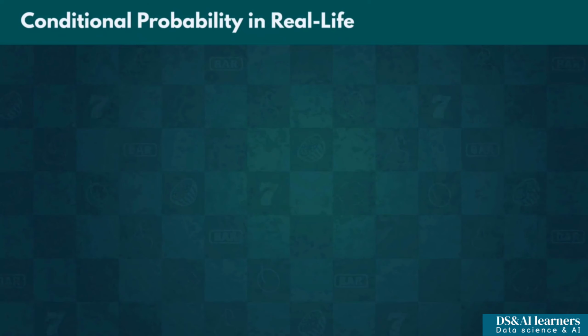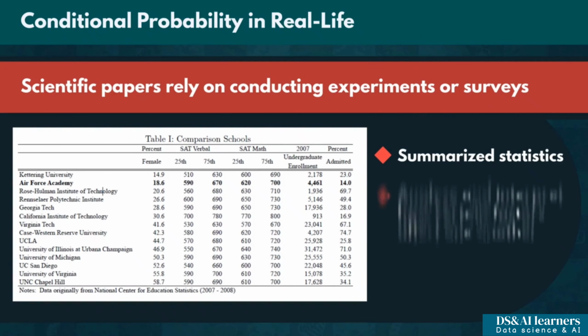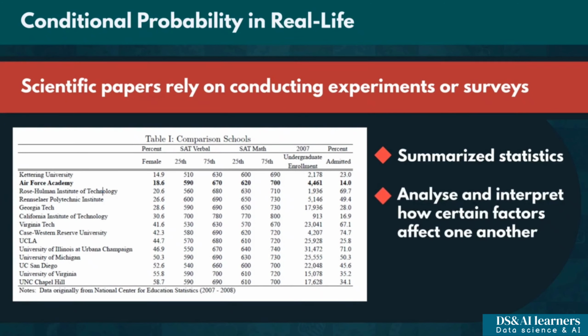Welcome back, everybody. Many scientific papers rely on conducting experiments or surveys. They often provide summarized statistics we use to analyze and interpret how certain factors affect one another. An example would illustrate this better.